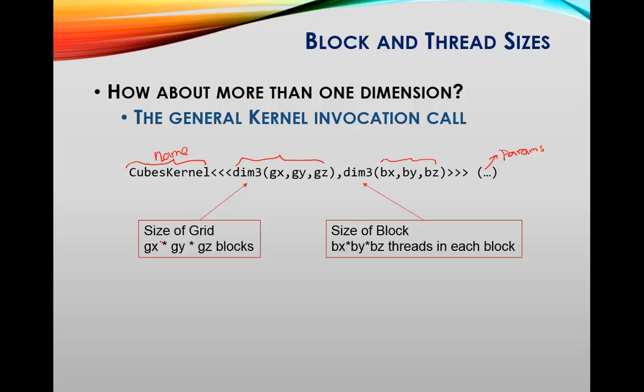So this would create, for each block, bx times by times bz threads in each block, and it's going to be a three-dimensional block, essentially like that, right? So it's going to look like that. This is going to be its x dimension, this is going to be its y dimension, and this is going to be its z dimension. So these are each threads within the block. So this is one block.